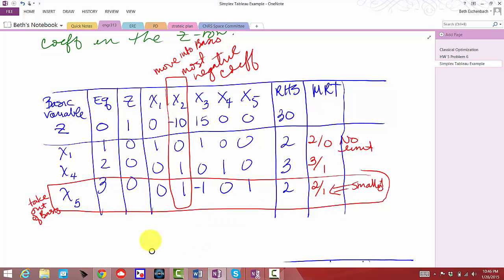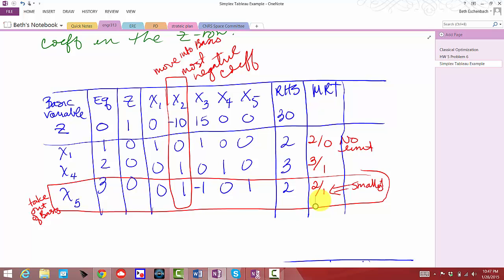Now I have to figure out what to take out. And so we use the minimum ratio test, and we have 2 divided by 0, there's no limit there. On equation 2, we have 3 divided by 1, so we get 3. Now equation 3, we get 2 divided by 1 is 2. So this minimum ratio test, it's the most limiting. And so it tells us that we have to take x5 out of the basis.